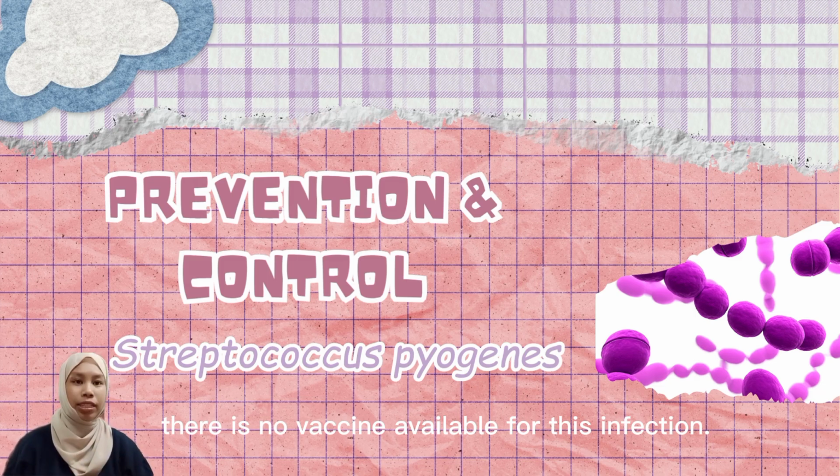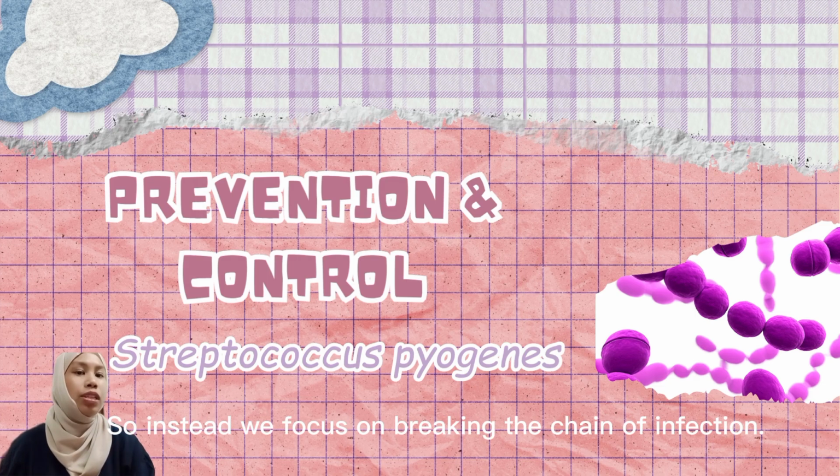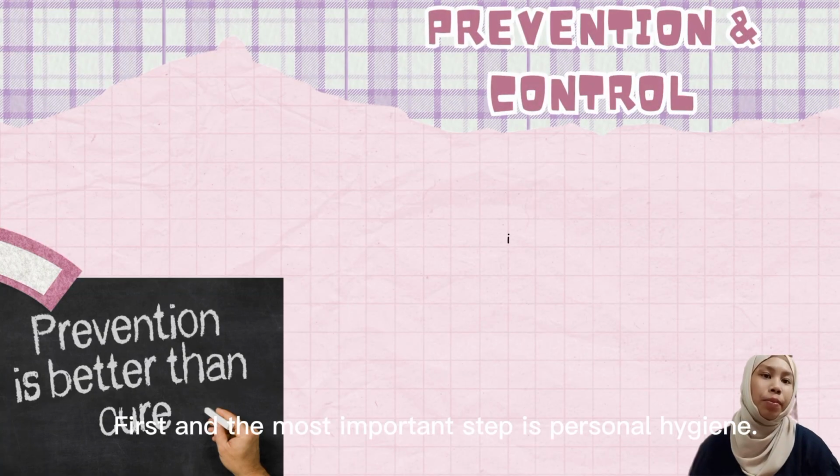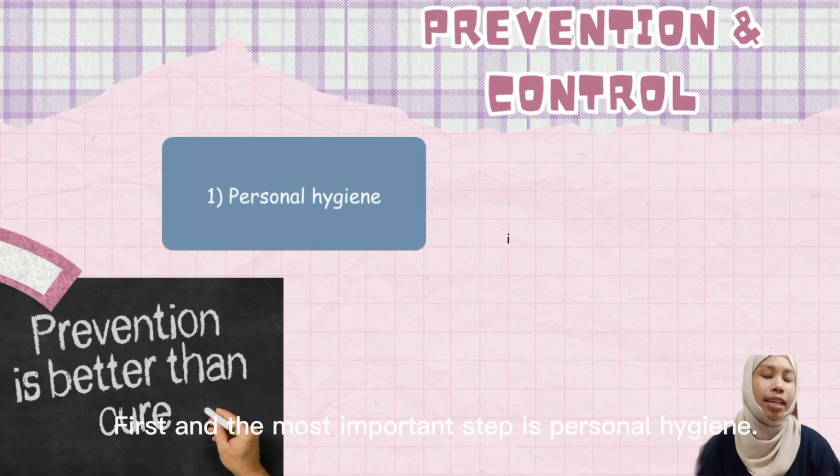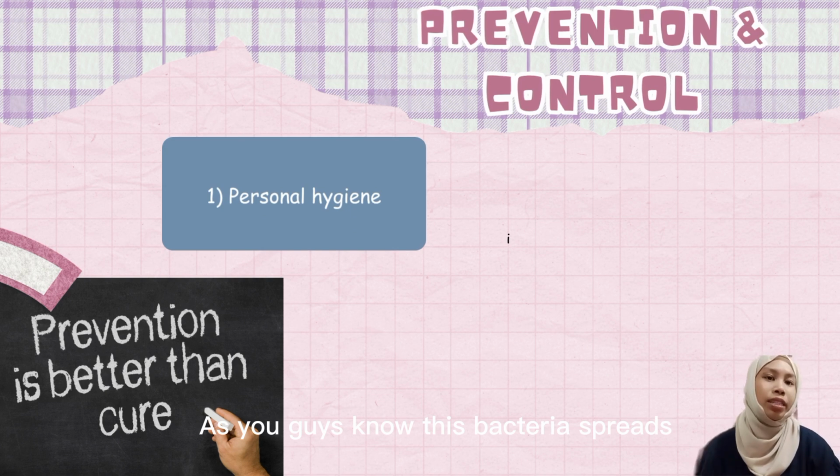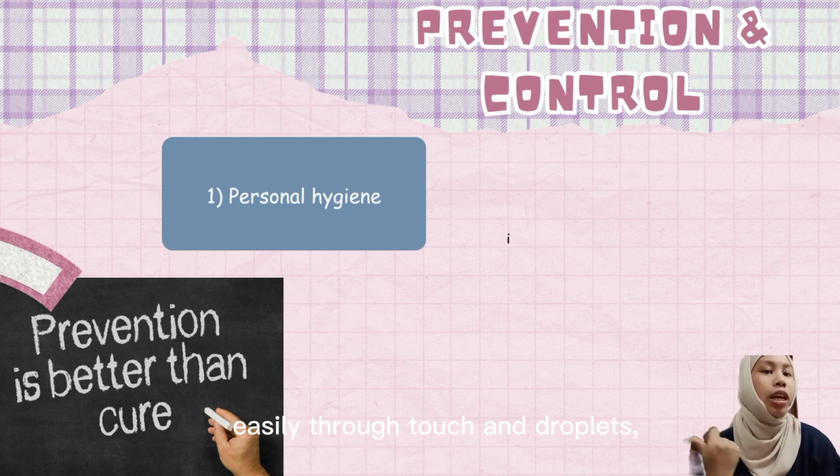When it comes to Streptococcus pyogenes, prevention is really important because currently there is no vaccine available for this infection. So instead, we focus on breaking the chain of infection. First and the most important step is personal hygiene. As you guys know, this bacteria spreads easily through touch and droplets.